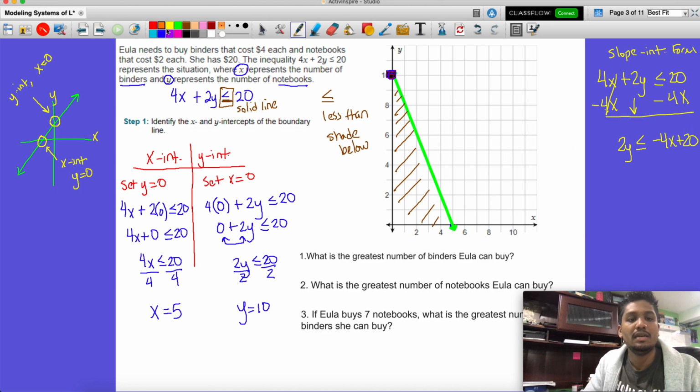And if we continue dividing each term by 2, we get y is less than or equal to negative 2x plus 10. Now remember that negative 2 is going to be our slope, so we're going to make that into a fraction. And if we start at 10, we go down 2, right 1, down 2, right 1.